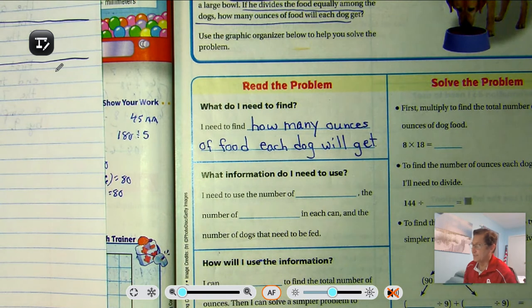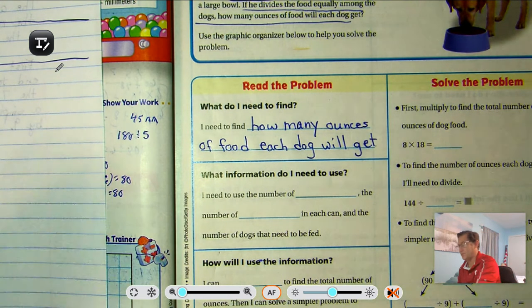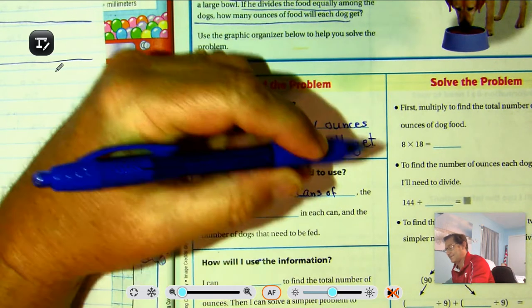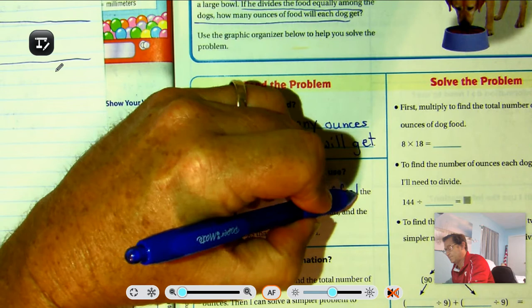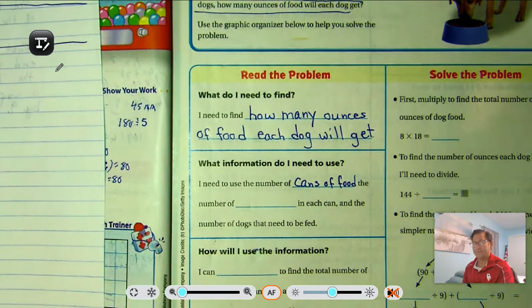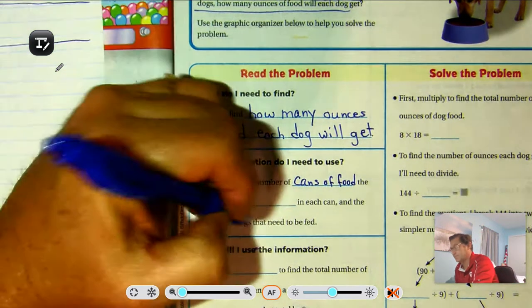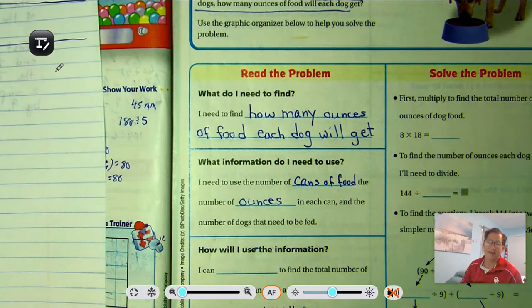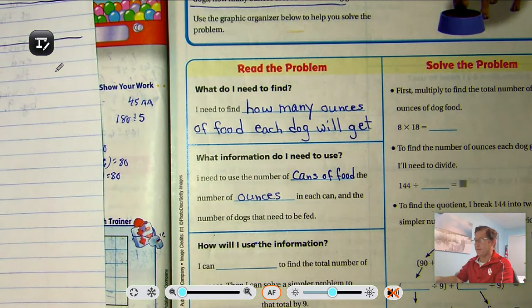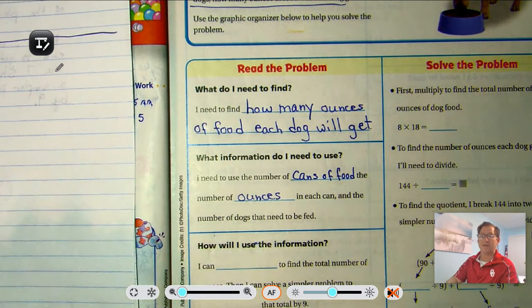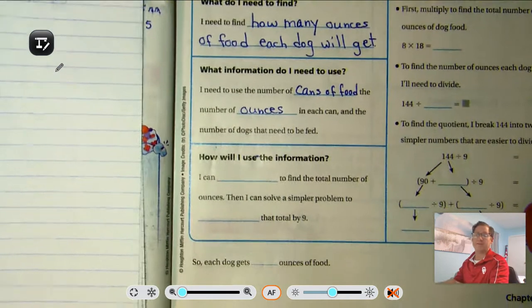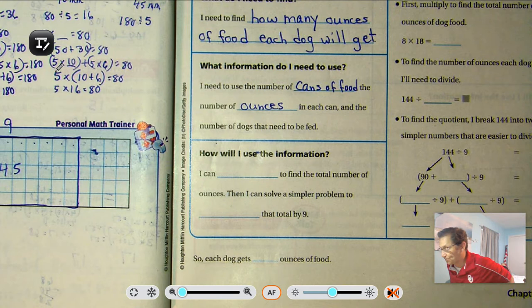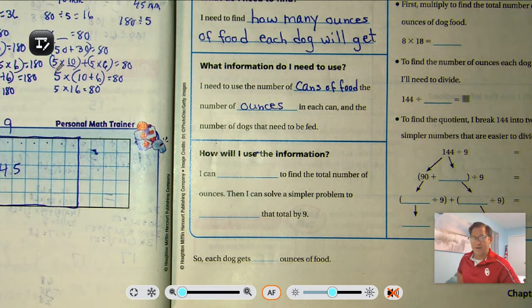I need to use the number of cans of food. There were 18 cans of food. And the number of ounces in each can. There are 18 ounces in each can. And then the number of dogs that need to be fed. So there's 3 things I need to know: the number of cans, the number of ounces in each can, and then the number of dogs that need to be fed. So how can we use this information?